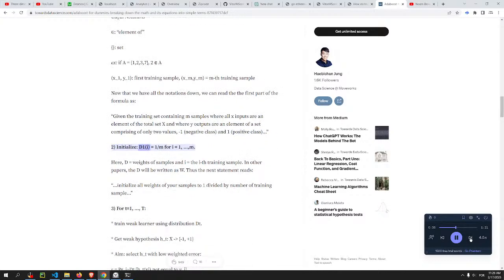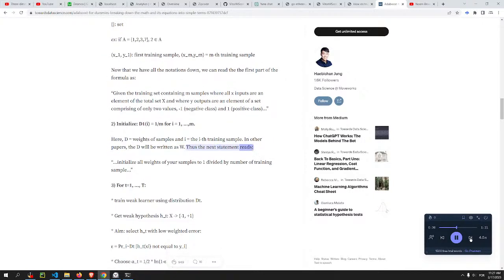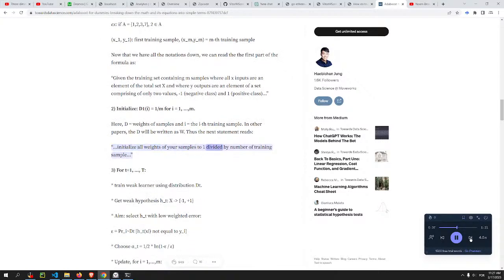2. Initialize D_1(i) = 1/m for i = 1, ..., m. Here, D equals weights of samples and i equals the ith training sample. In other papers, the D will be written as w. Thus the next statement reads: initialize all weights of your samples to 1 divided by the number of training samples.